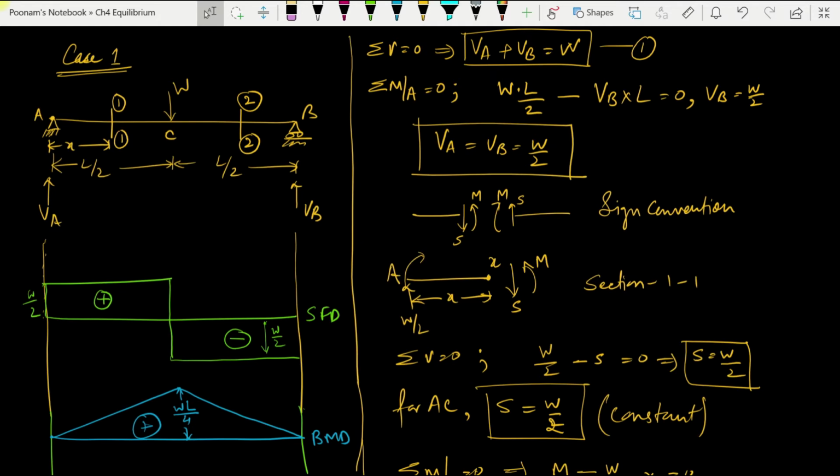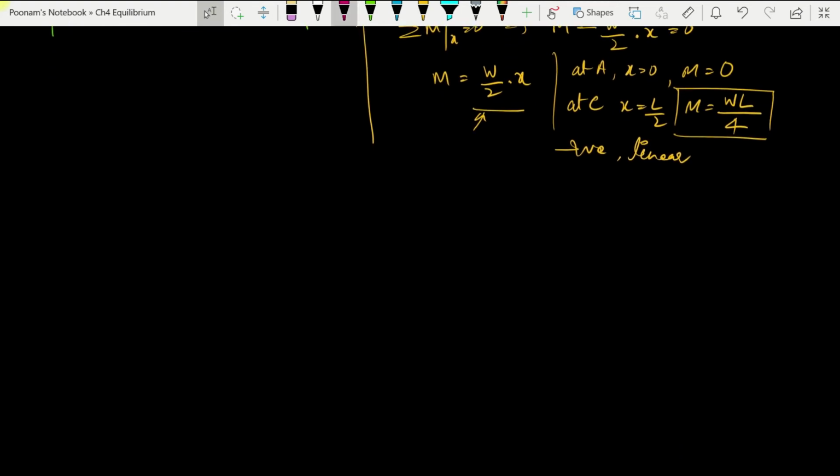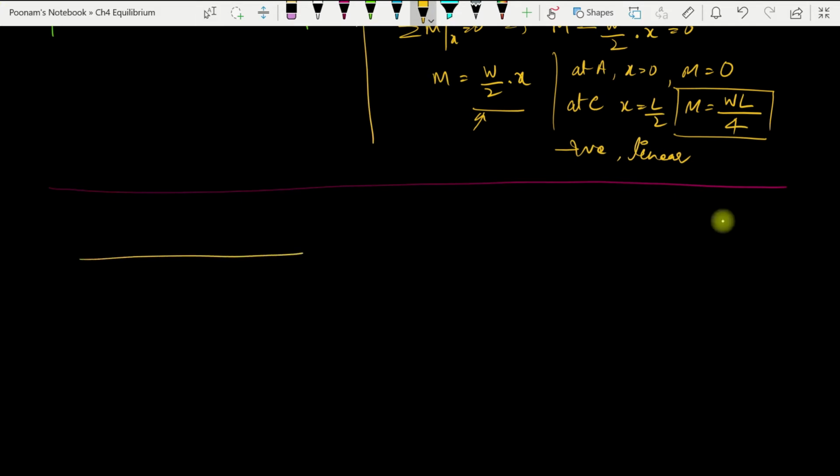Now one more example can also be taken. Let us take another example of a simply supported beam when it is subjected to a UDL. So the next case is a simply supported beam which is subjected to a UDL over the entire span. Let us say the intensity of the UDL is W kilonewton per meter and the length of the beam is L.